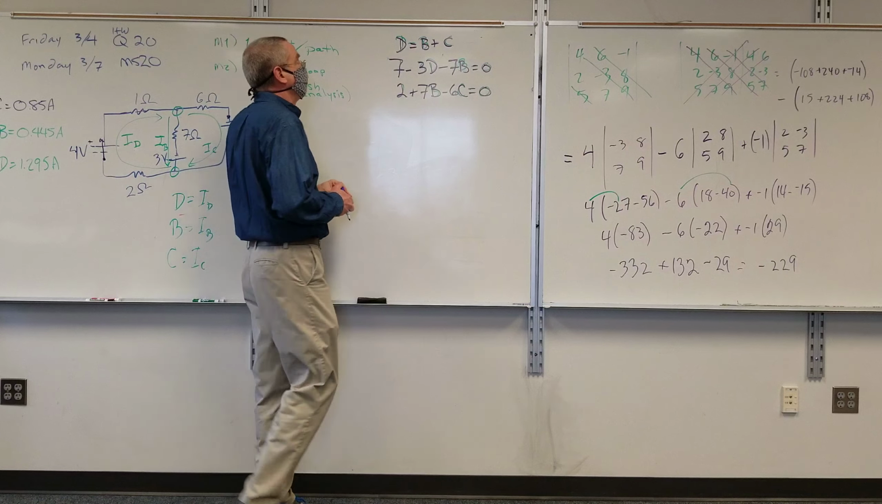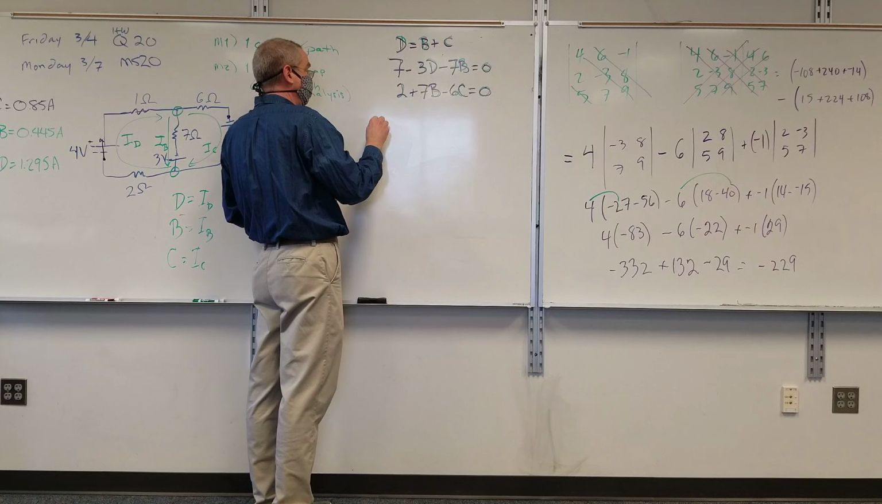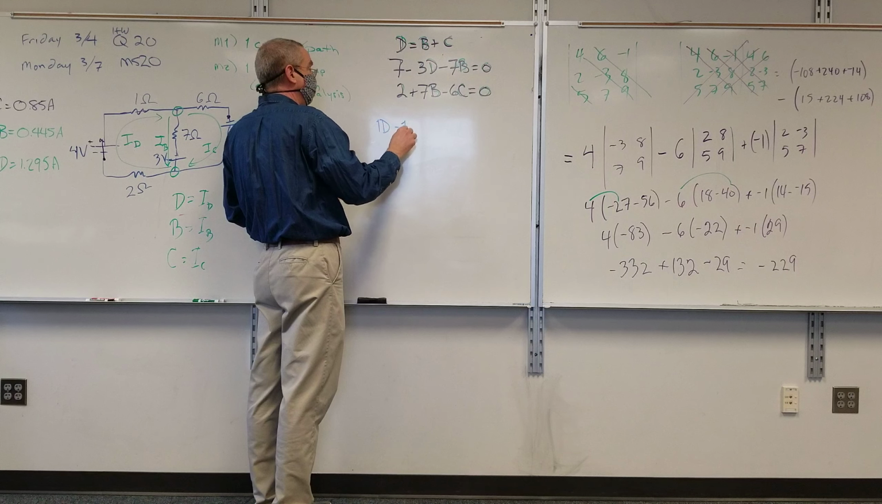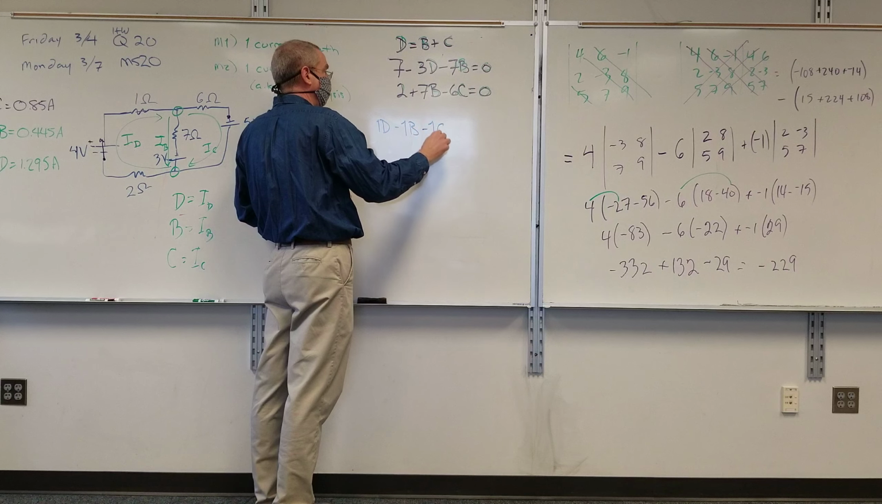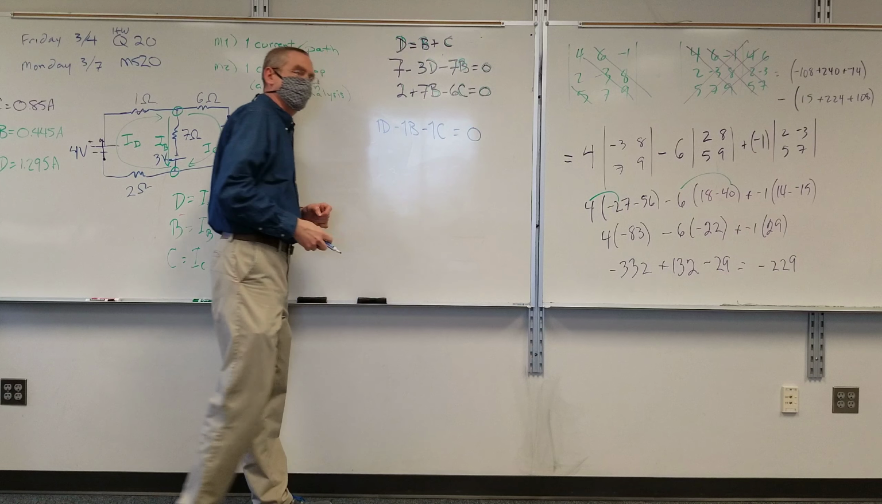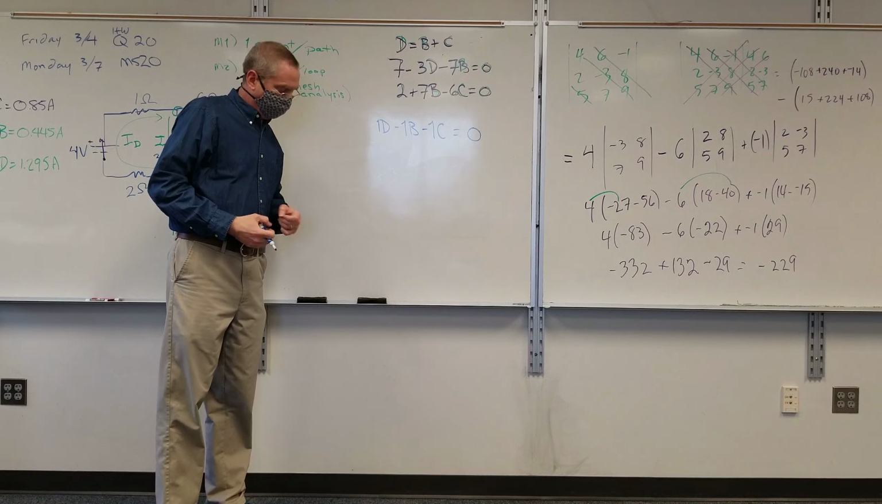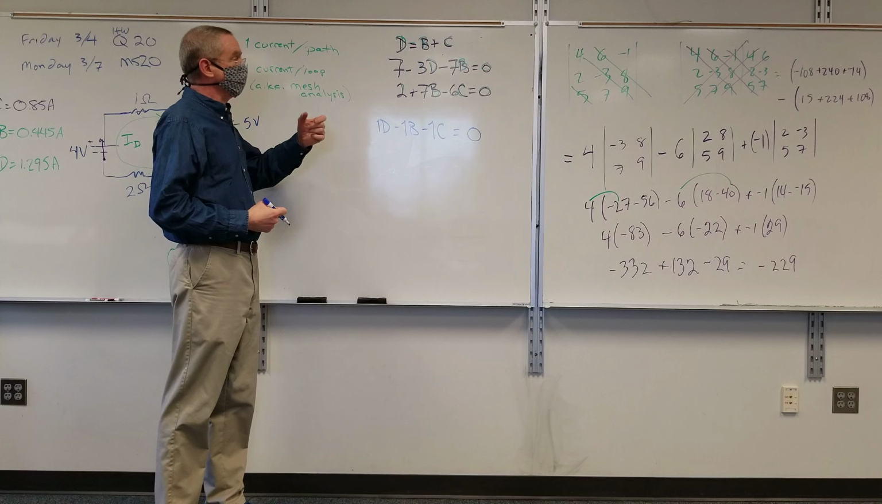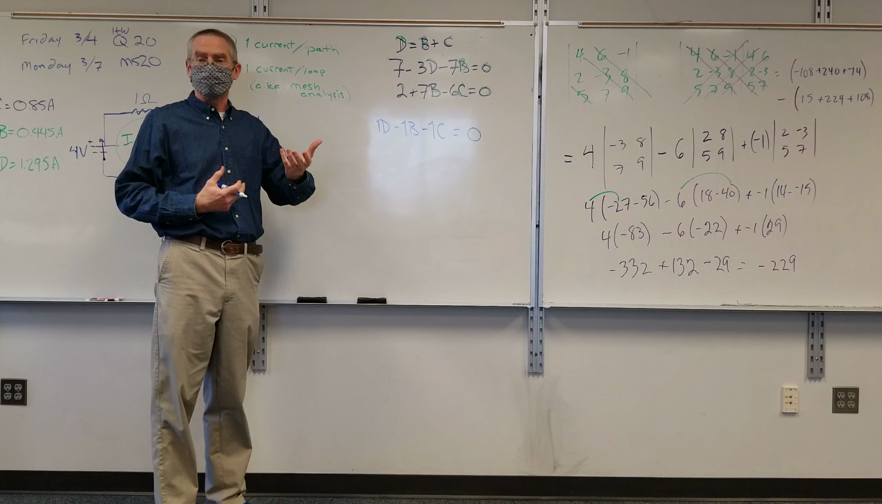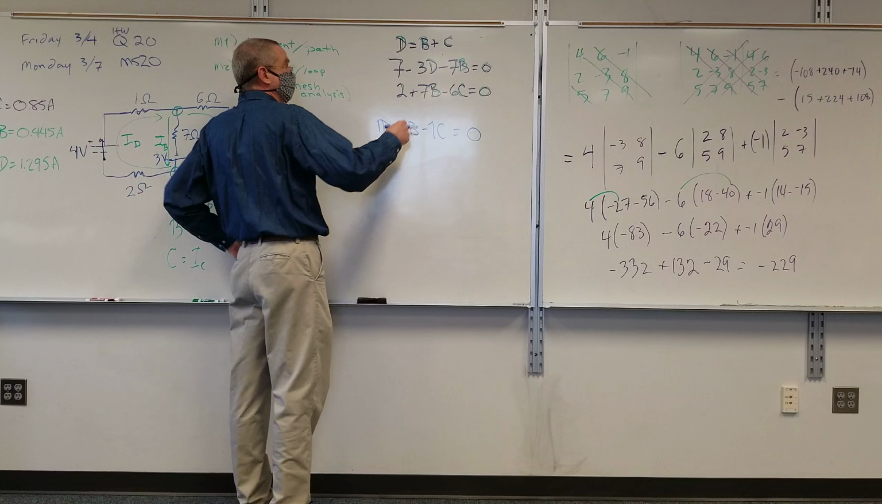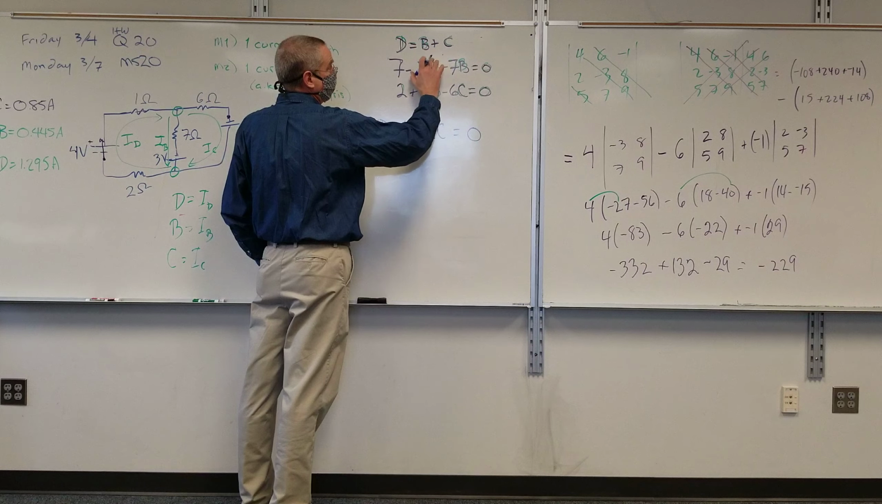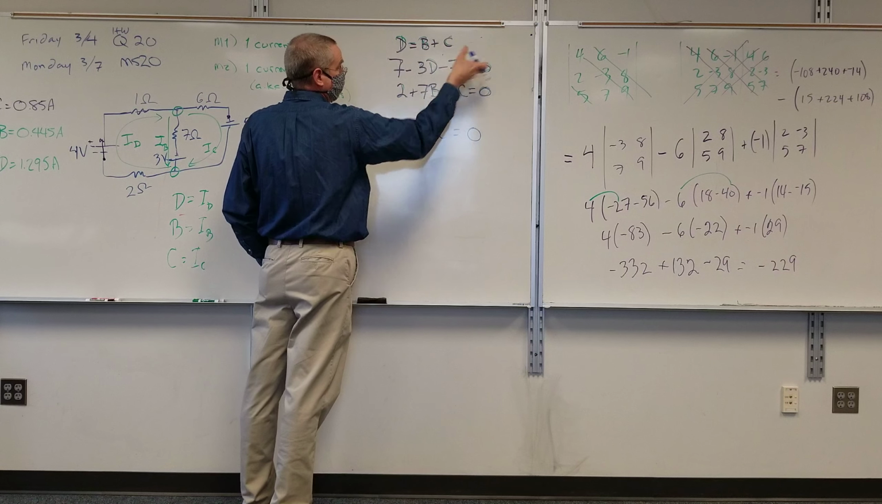So the first one, I'm just going to bring B and C over to the left-hand side. So I have 1D minus 1B minus 1C equals 0. My second equation, again, I just prefer positive numbers over negative numbers. So I'm going to add my 2 variable equations over to the right and then flip my equation around.